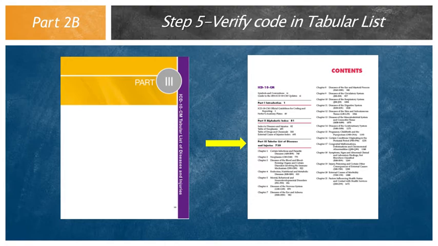It is divided into 21 chapters. Each chapter covers either a body system or a group of conditions. To verify the code, you must locate it within the appropriate chapter in the tabular list. You can use the contents page in the tabular list, but there is an easier method.